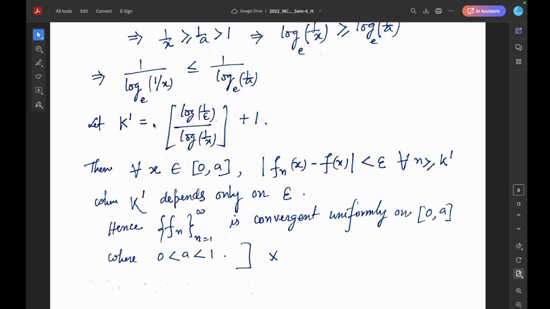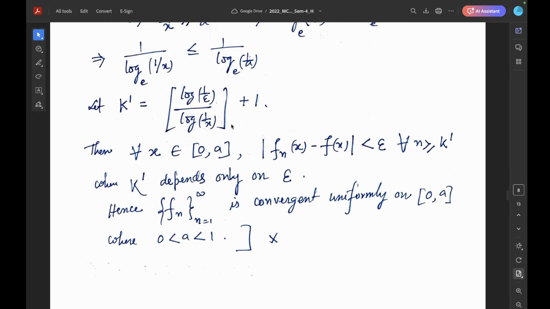Let k dash equal to the box function of this plus 1, the greatest integer function, for all x belongs to the closed interval 0 to a. Then modulus of fn x minus f x is less than epsilon for all n greater than or equal to k dash. And k dash depends on epsilon only.